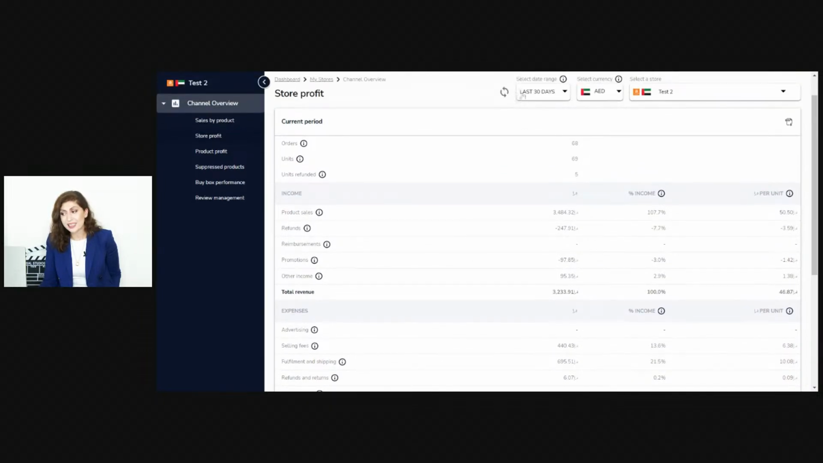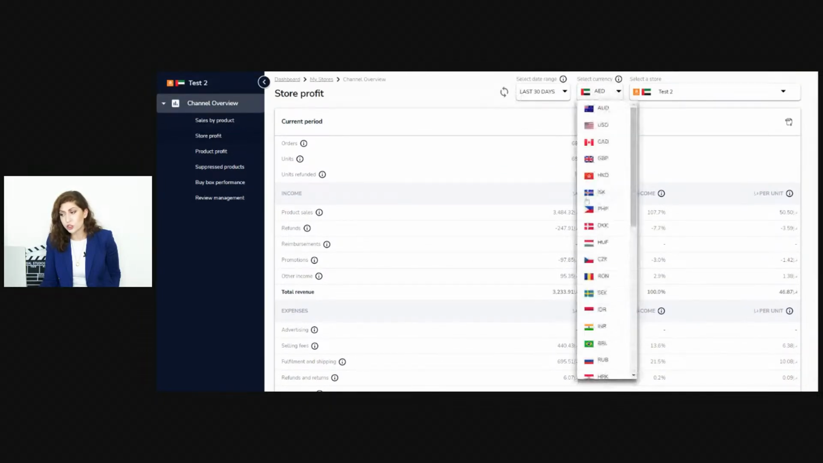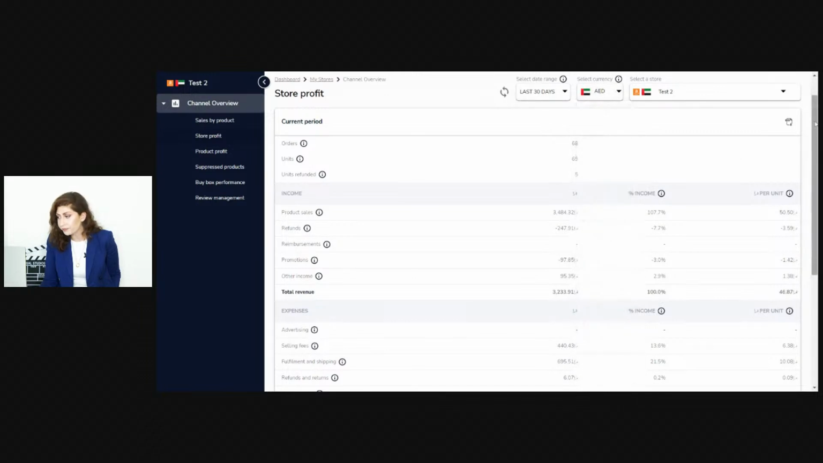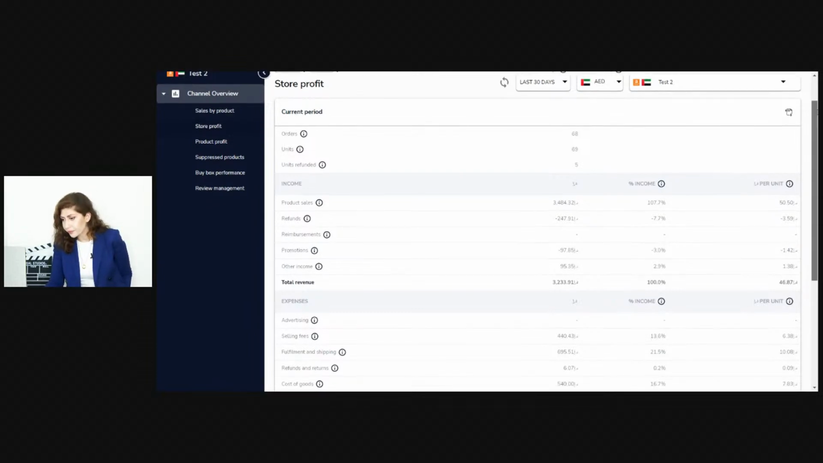So let's keep it at the last 30 days. Of course, you can change the currency if you feel more comfortable looking at it in dollars or in Saudi riyals. Even if you sell somewhere else, it's just going to do the conversion for you. Of course, you can click here and download everything if you want to keep it, or if you don't want to see it on a screen like this.